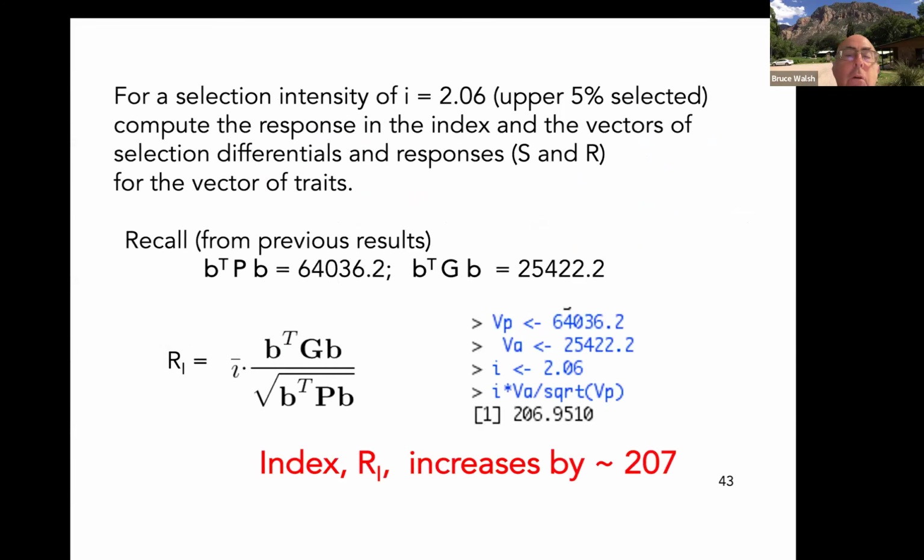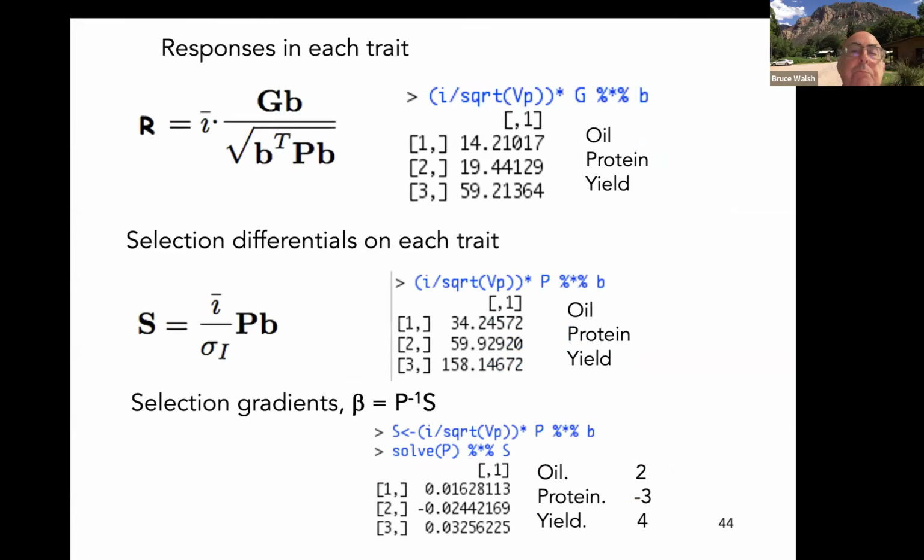And going back to our example over here, from oil, if I save the upper 5%, my index response is going to increase by about 207. So if I just pick individuals based upon that index weight, in the next generation, that index score is going to increase by 207. Now, that's a good or a bad thing depending upon what the components do. And there's no right or wrong answer. We can look at the response in each trait.